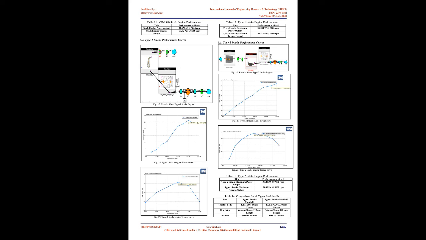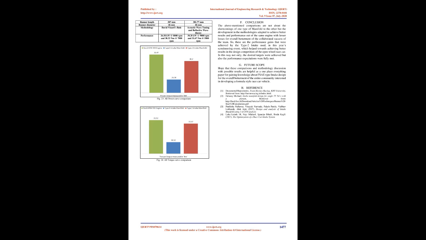5.1 KTM 390 stock performance. Fig 14, Ricardo Wave stock KTM 390 engine. Fig 15, KTM 390 stock engine power curve. Fig 16, KTM 390 stock engine torque curve. Table 11, KTM 390 stock engine performance. Stock engine power output: 31.47 kilowatts at 9000 RPM. Stock engine torque output: 31.92 newton-meters at 7000 RPM.